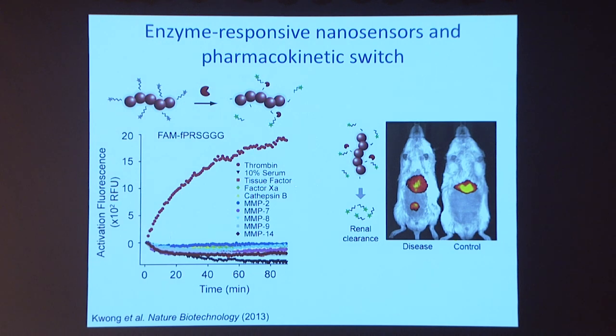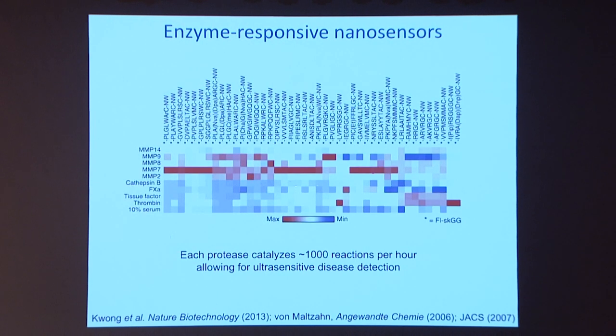They can be designed. Actually, we can make libraries of these materials. So this is just an example. The library of materials that we made, we screen them against recombinant proteases, and you can define then different material coatings for different protease sensitivities.